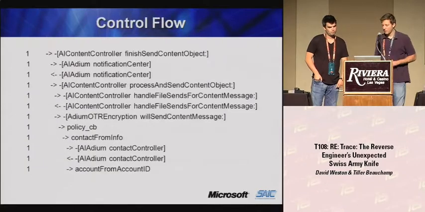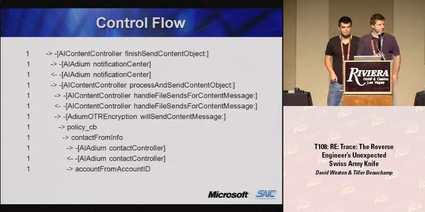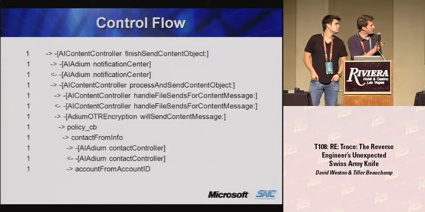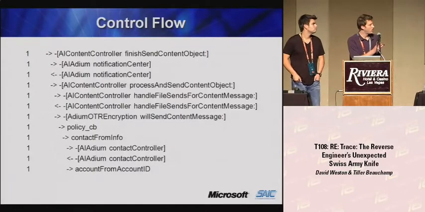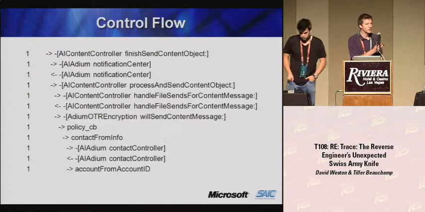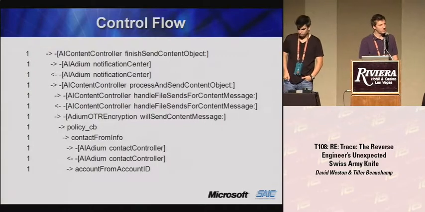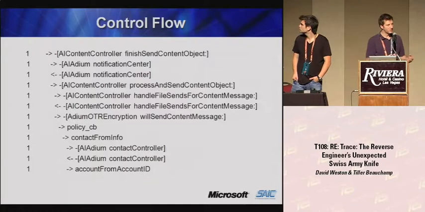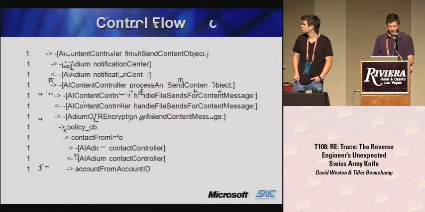So here's an example of control flow. We've got the arrows to the right indicate that the function is being called, and then to the left indicate that the function is returning. So from here, we can get a sense of which functions are calling which functions and when they're returning. This is the dynamic call graph.